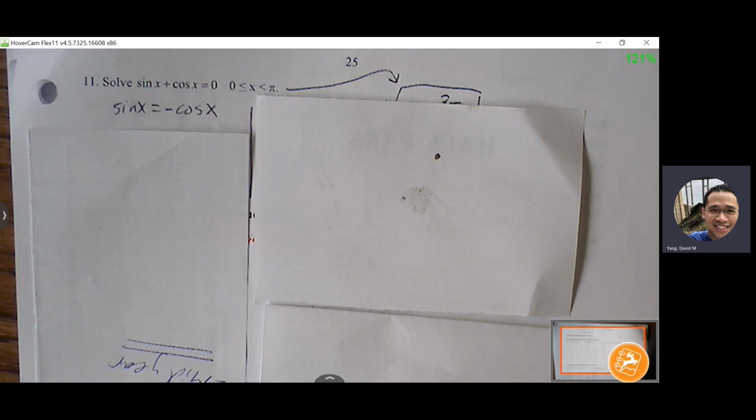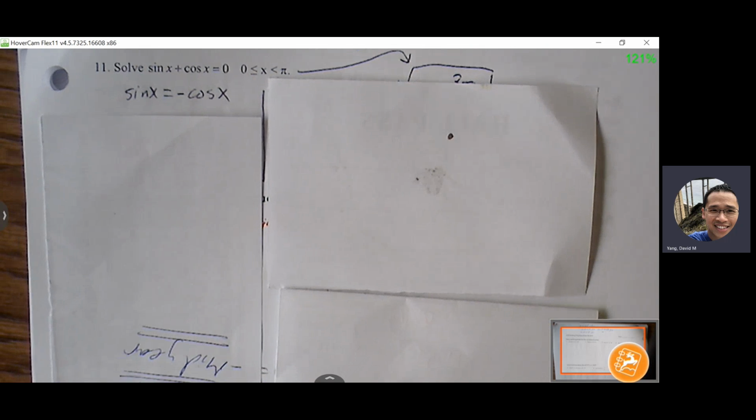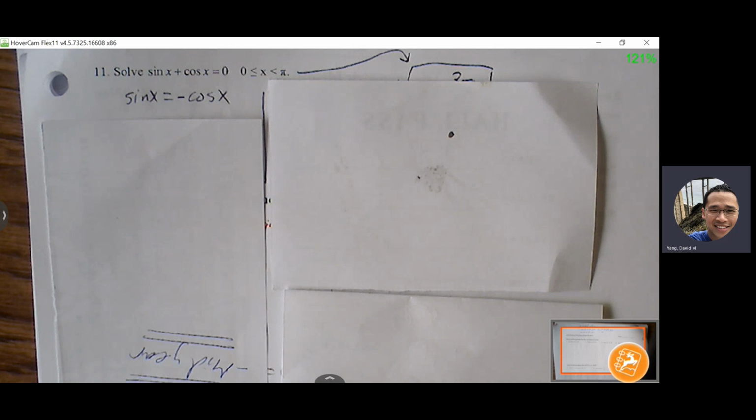Okay, now number 11, it seems kind of strange because you're looking at this saying, well, I don't have an identity and I don't have a GCF, I can't rewrite anything. So there's a kind of special way to deal with this. I'm going to let sine x equal negative cosine x. I'm going to convert this into something else. Now, normally we don't want to be dividing a trig function and making it go away. But here we're just rewriting it to a different form.